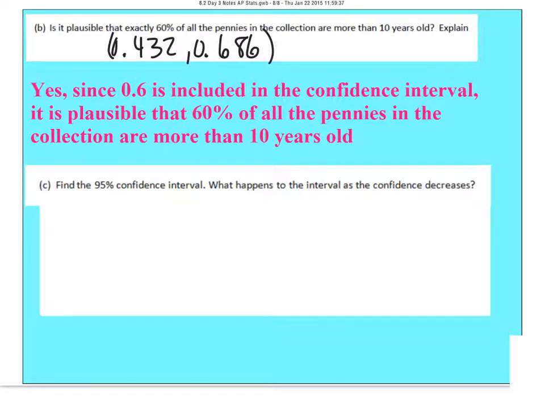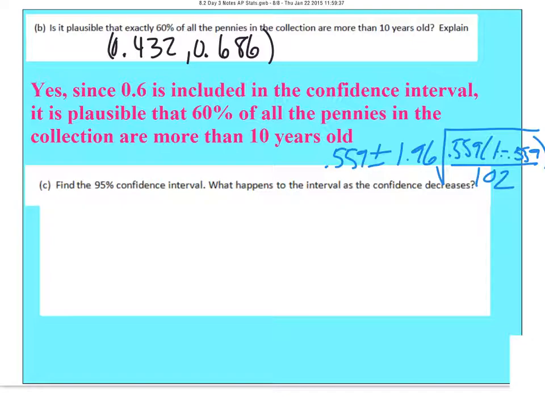Okay, let's wrap this up. Find the 95% confidence interval. What happens to the interval as the confidence decreases? Keep in mind this interval was at 99%. So if we find the 95% for it, we can go ahead and do that. When you do, all we have to do is come up with a different critical value. So here's what it's going to look like. The only adjustment we make is that the critical value changes.